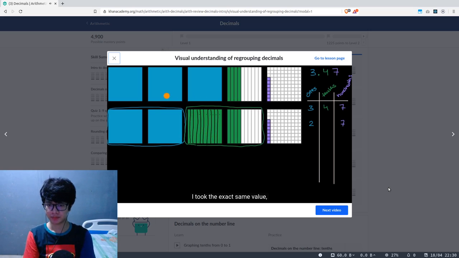And so look, notice, I took the exact same value, but I have regrouped. I have regrouped this one right over here into tenths. And so how many tenths are here? Now I have 10 plus 4 tenths. So now I have, shaded in, 14 tenths. That was interesting. Let's do another example.